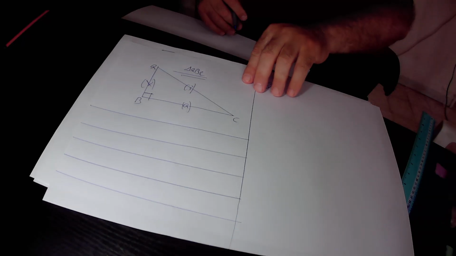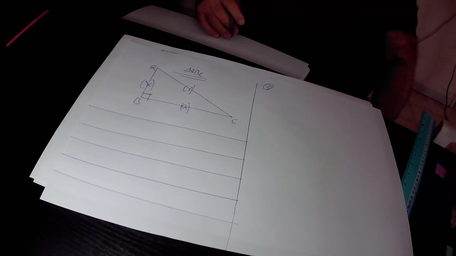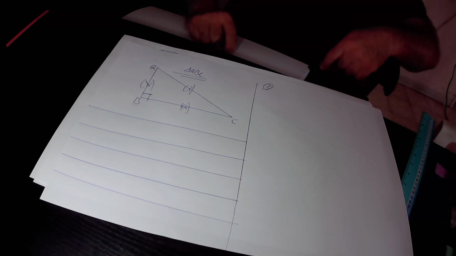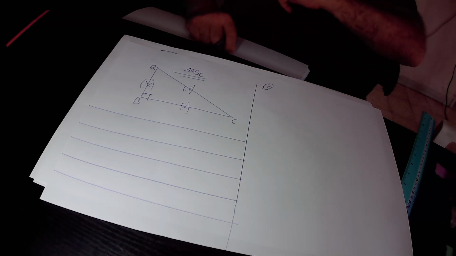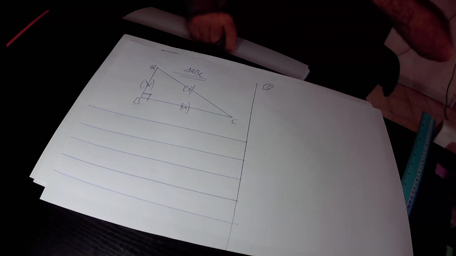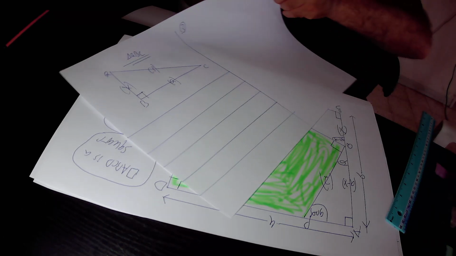Actually, this is the right triangle QBC that I copied from the original drawing. According to the Pythagoras theorem, in this right triangle QBC, QC squared, that is the square of the hypotenuse, is equal to QB squared plus BC squared. So I'll write it down. This will be equation 3.